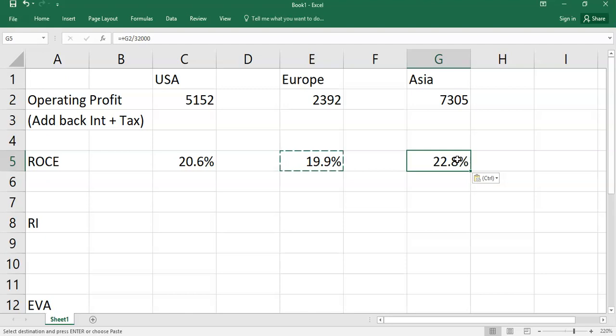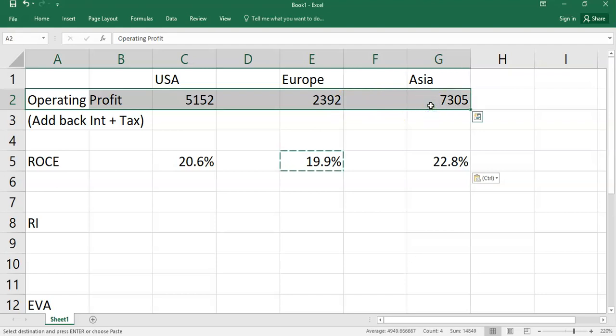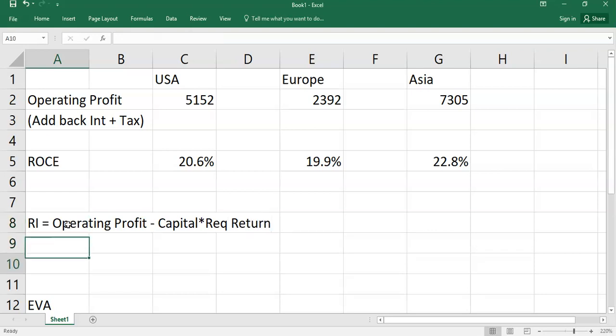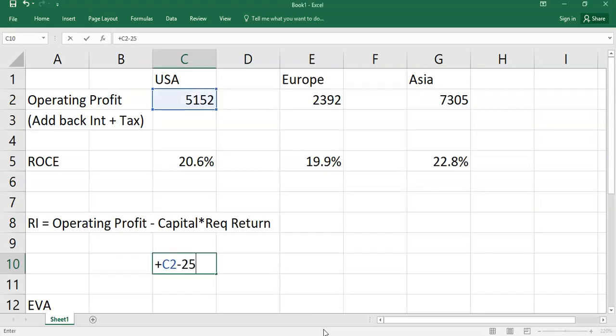So ROCE is typically straightforward. The only thing you'll get caught out on is will you take operating profit? Right, you don't take net profit after tax, and put that as a reminder, a little tip in your cheat sheet. Residual income uses the same figures, but the answer now is in euros instead of percentages. So it's operating profit minus the capital times the required return. So we call that capital times the required return the capital charge. So your residual income, for example, for USA is the operating profit minus the 25 million times the required rate of return, which is 12%. So your answer there is 2,152.